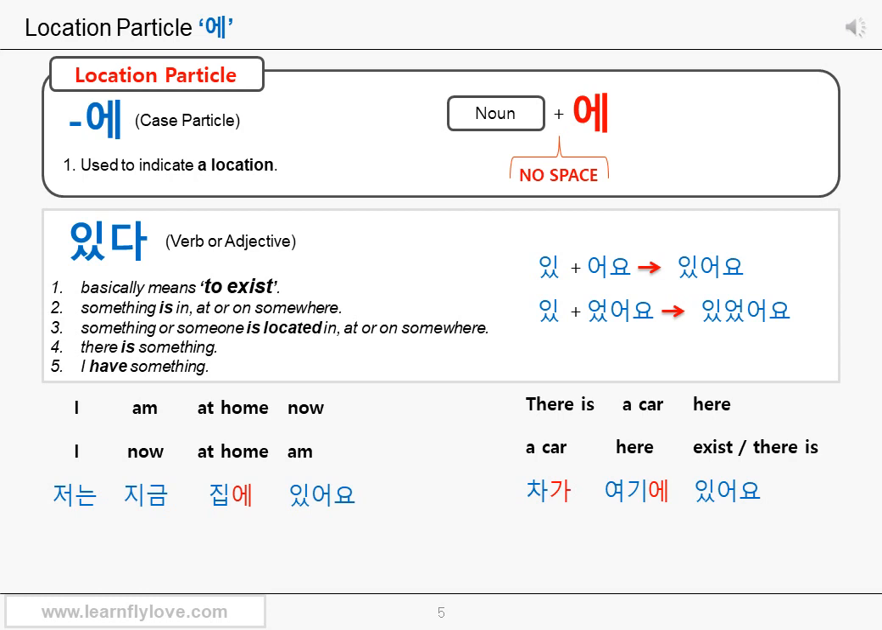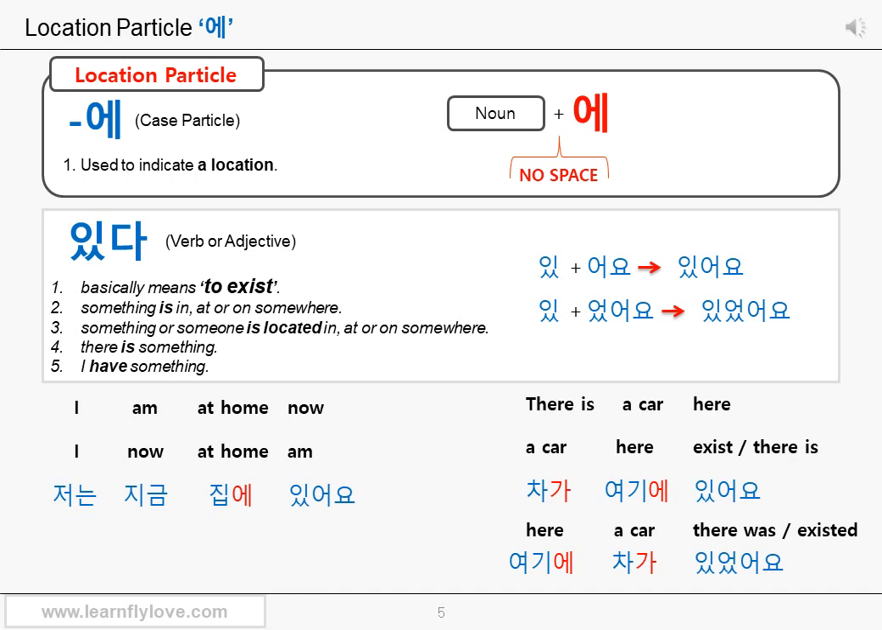Here is 여기, and 여기 is a pronoun. So you add a location particle 에, 여기에. Exist, there is, 있어요. 차가 여기에 있어요. A car here exists. Of course, you can say 여기에 차가 있어요 too. No problem in Korean. Next, let's use the past tense for the same sentence.